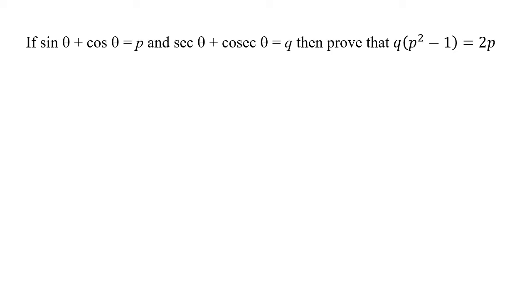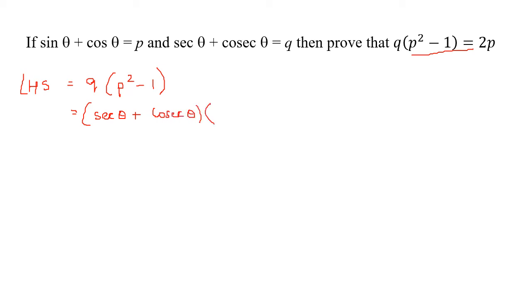Now in this question we have sin theta plus cos theta equal to P, sec theta plus cosec theta equal to Q, and we are supposed to prove this. So here I will not do anything. Instead, I will first write down the LHS. So what is the LHS? The LHS is Q into P square minus 1. What is Q? Sec theta plus cosec theta.